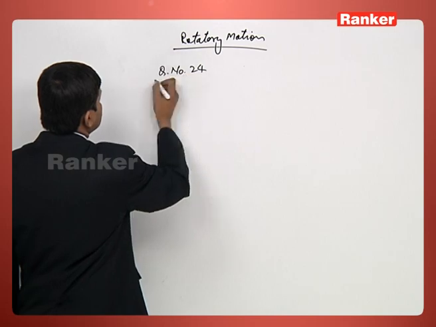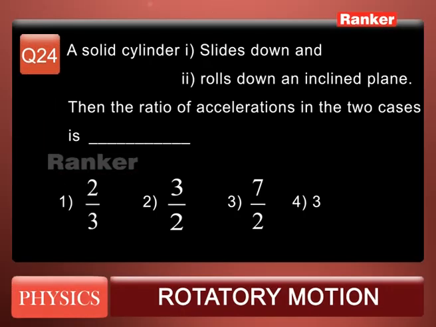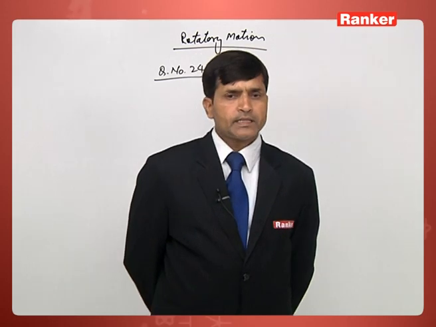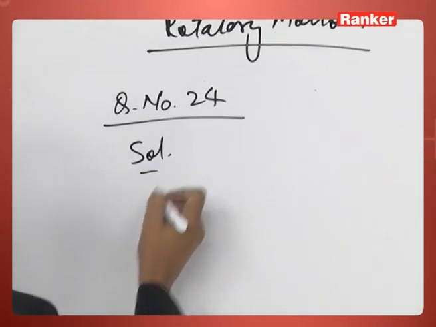Now question number 24. The question is given as: a solid cylinder slides down and second rolls down an inclined plane, then the ratio of acceleration in the two cases. In the first option 2 by 3, second option 3 by 2, third 7 by 2 and fourth is 3. Now see the correct option and solution of that.